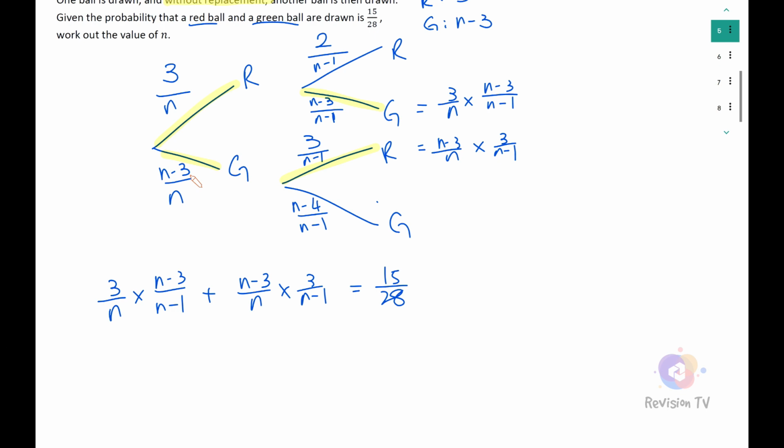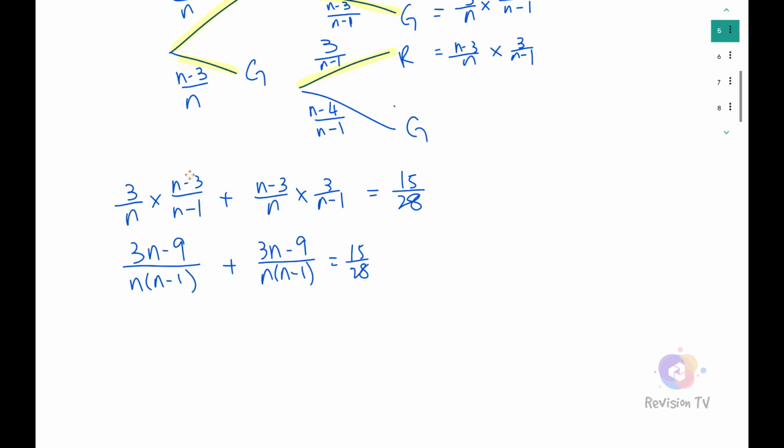What we can do in here is simplify each fraction. So 3 times n minus 3, expand the bracket, is 3n minus 9 over n times n minus 1. Plus in here you can see the same thing, 3n minus 9 over n times n minus 1, equals 15 over 28. Because they have the same common denominator, we can add them up. So 3n plus 3n is 6n, minus 9 minus 9 is minus 18, over n times n minus 1. If I expand the bracket, n squared minus n equals 15 over 28.